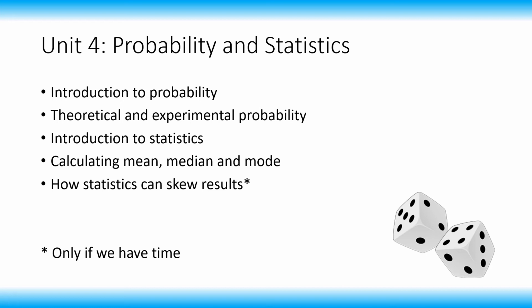We'll talk about calculating mean, median, and mode, which are 3 different ways to sort of summarize a collection of data and give sort of an average value, but they work in different ways, and we'll examine how they work differently and which ones are good in which situations.